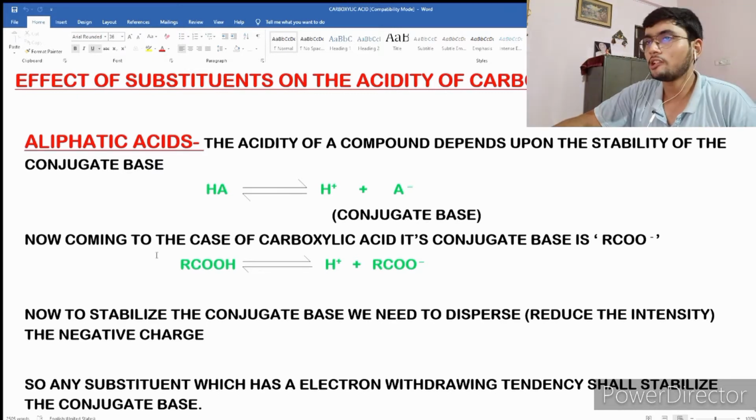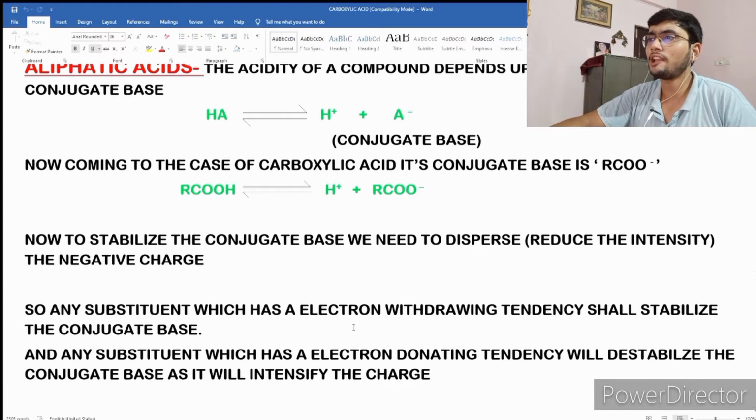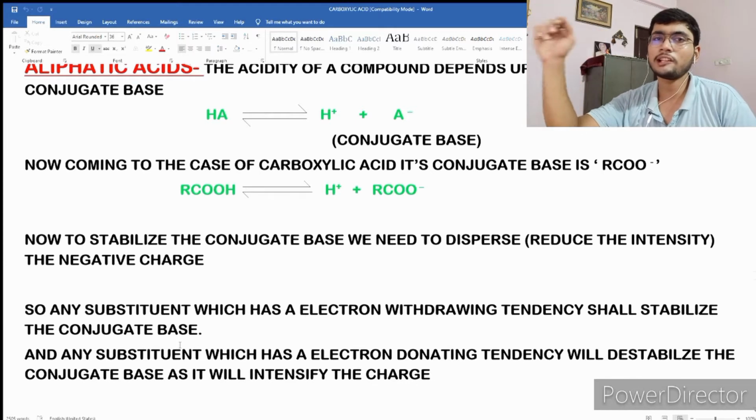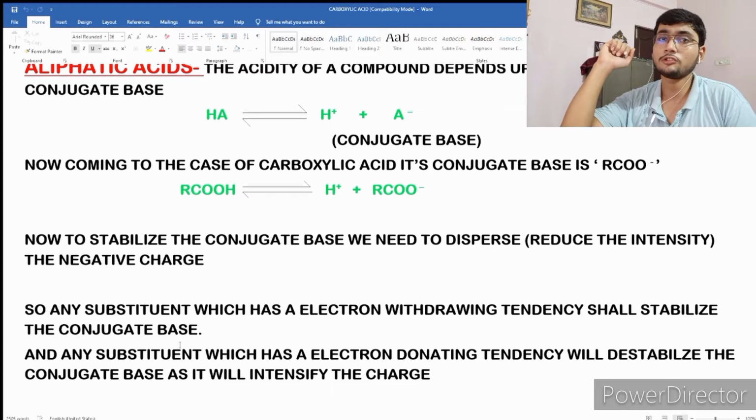So let us see. Any substituent which has an electron withdrawing tendency shall stabilize the conjugate base. You see, the conjugate base has a negative charge on it. So if we attach to it any group which has an electron withdrawing tendency, this means that it will form a partial positive charge on the conjugate base. This means that it will reduce the intensity of the negative charge of the conjugate base, which means that it will stabilize the conjugate base.